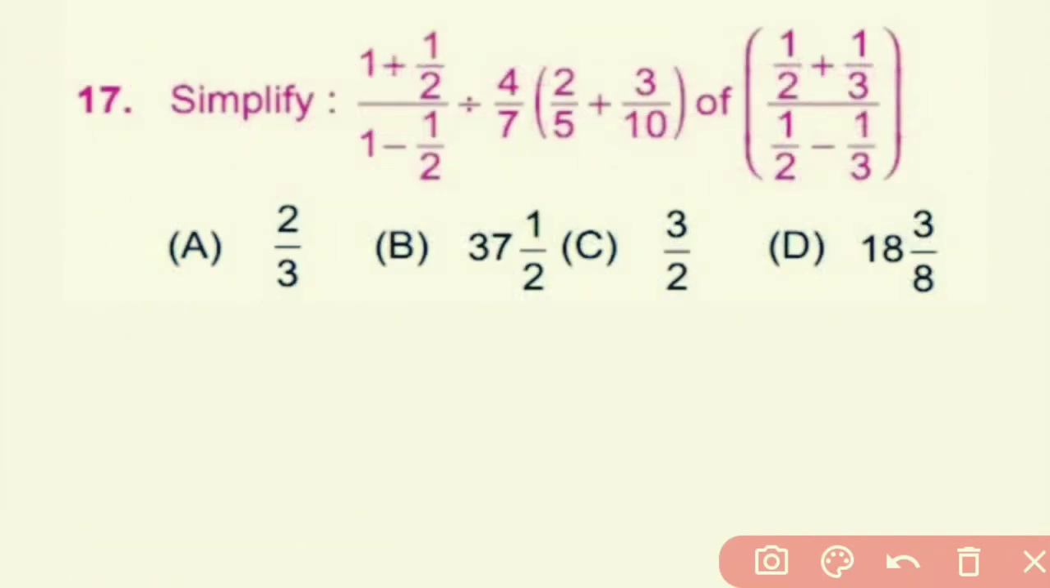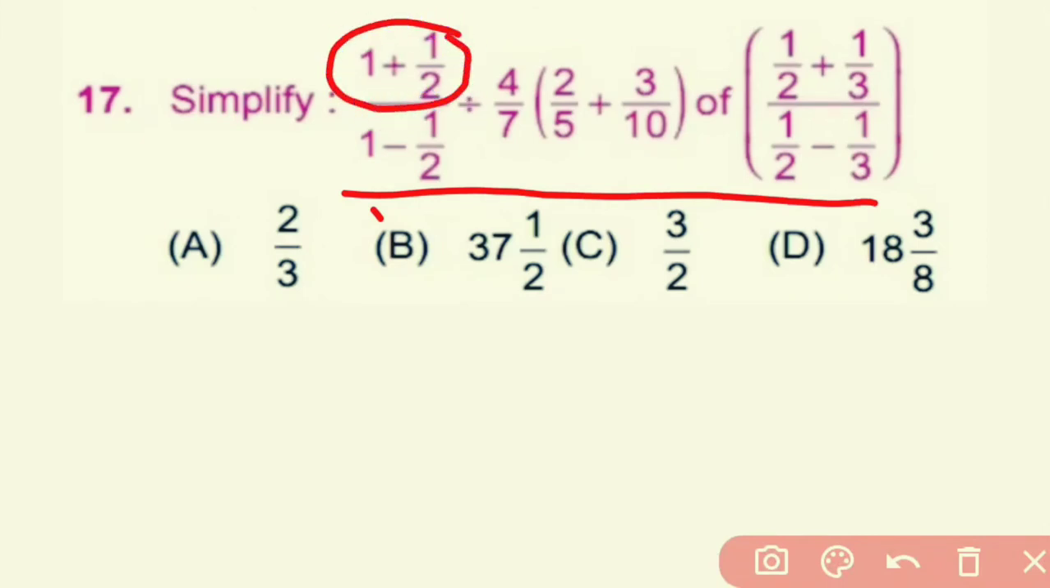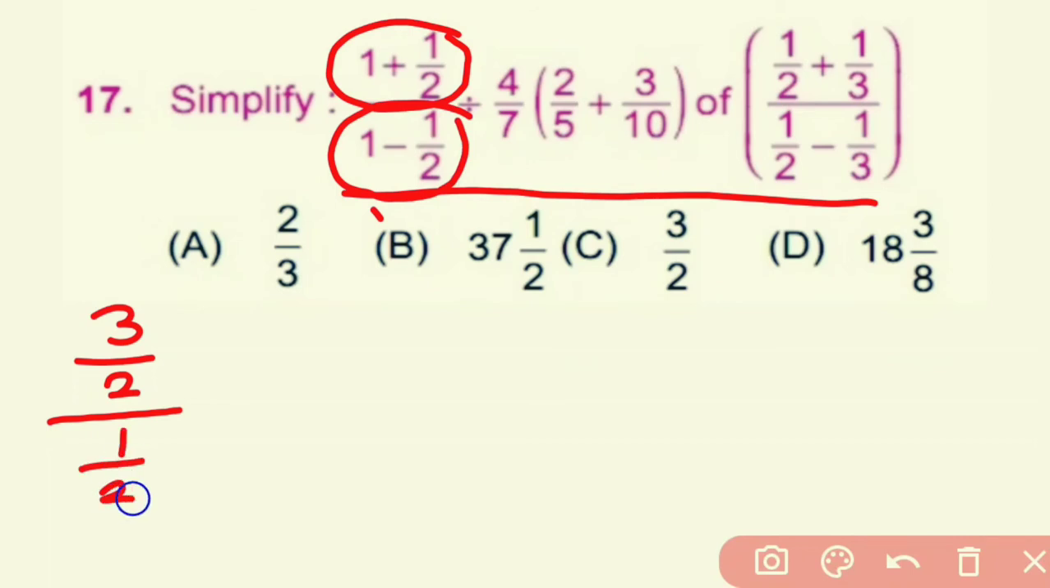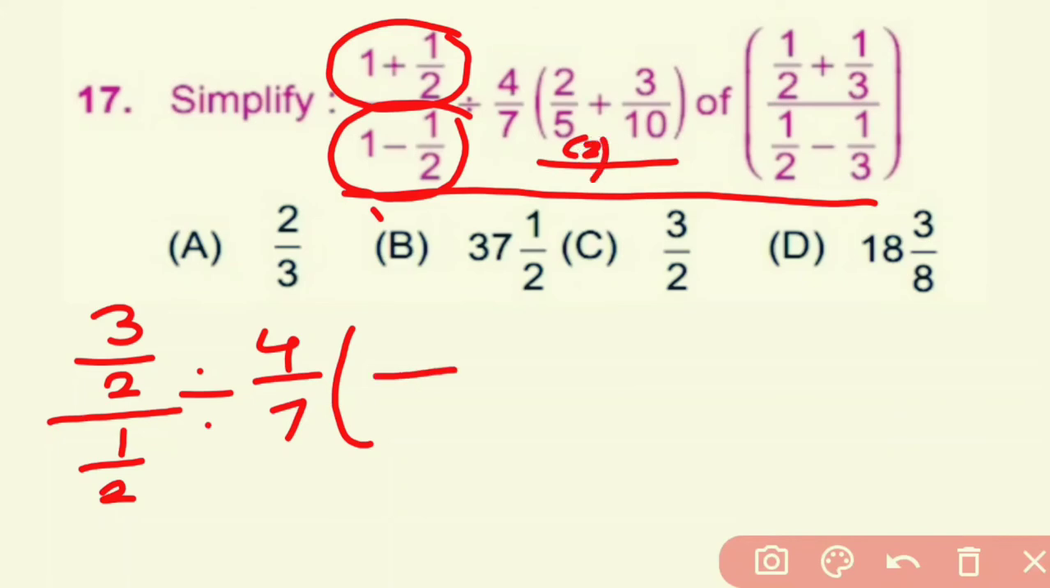Question number 17, simplify this. So here we first solve this. Here we first make their denominators the same and then we add. So our answer will be 3 by 2. Then we solve this. Here 1 minus 1 by 2 gives 1 by 2. Now here division, then 4 by 7. Now we solve this. We make the denominator the same by finding the LCM. LCM is 10. So here we multiply by 2. Here the answer is 7 by 10 of.